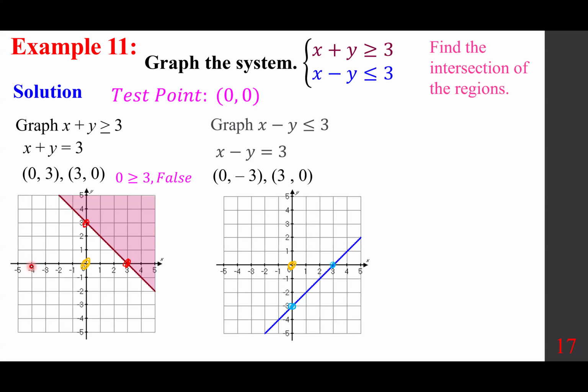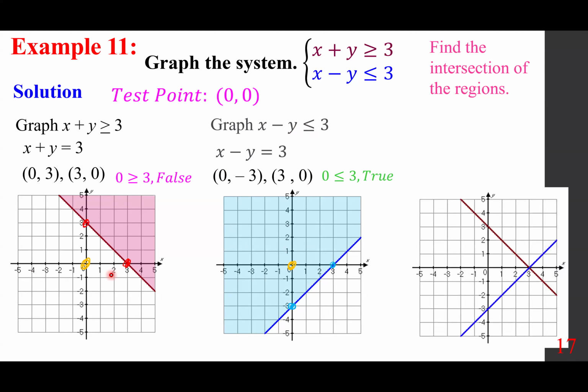So you plug in 0, 0 into the original inequality, and 0 minus 0 less than or equal to 3, 0 less than or equal to 3. That's a true statement that works. We shade this side. And so basically, the solution set is to put this together. So when we put them together, they look like this.